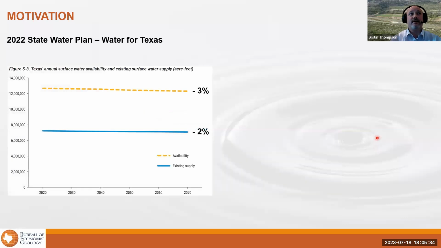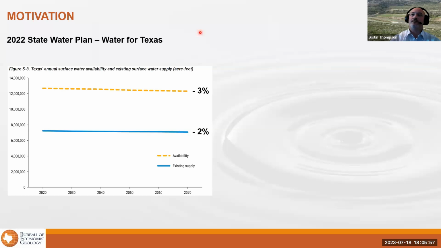First, let's look at surface water. Here we see there's really not that much interesting going on. Availability and existing supply, these two terms we'll talk about more in a little bit. Not a lot of change, a 3% and 2% decline respectively, and that's mostly due to sedimentation of our reservoirs. So, okay, surface water, fairly constant.